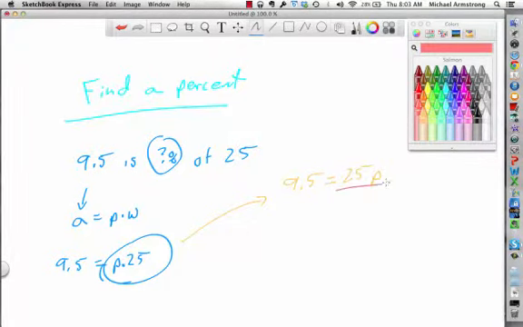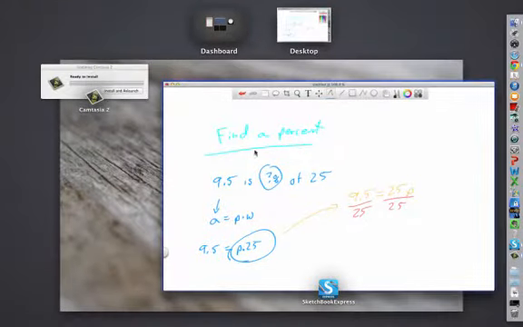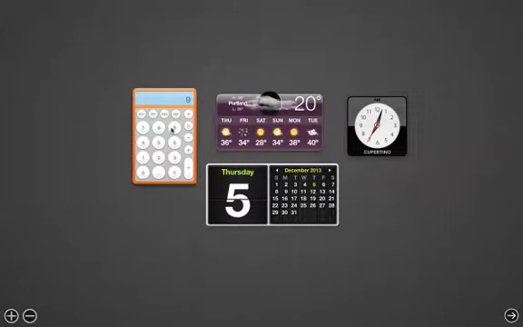solve for P. And again, we're going to divide by 25, divide by 25. And this is a calculator exercise because you're going to have to do 9.5 divided by 25. And that's a little bit harder. So you just grab your calculator. You need to have a calculator with you, and a lot of you guys are not choosing to carry one. There are times when you need one. 9.5 divided by 25 is 0.38.